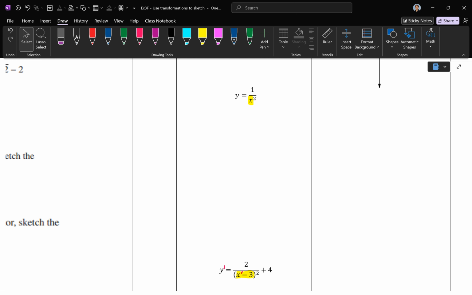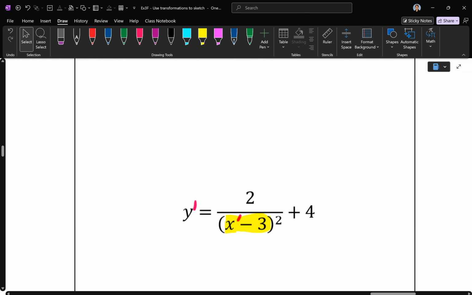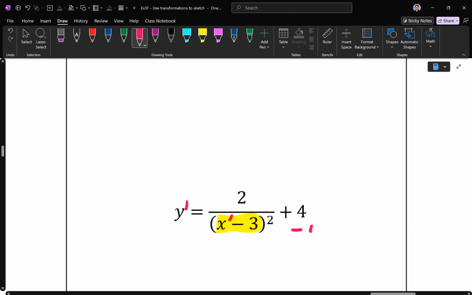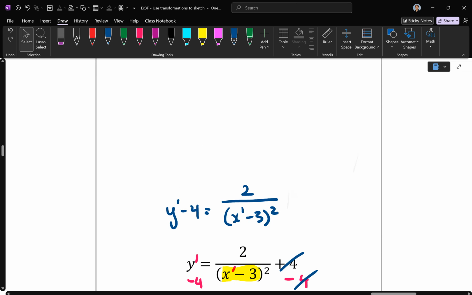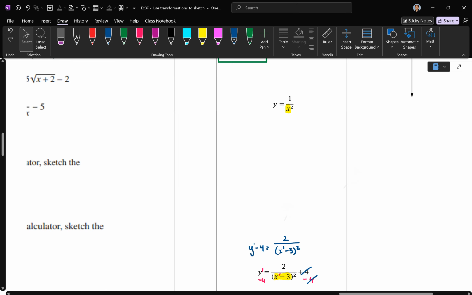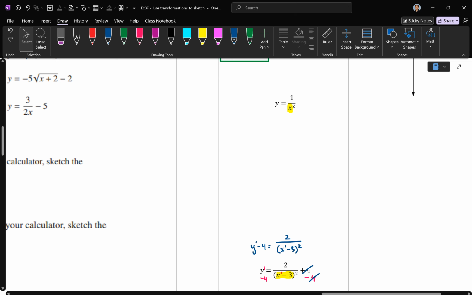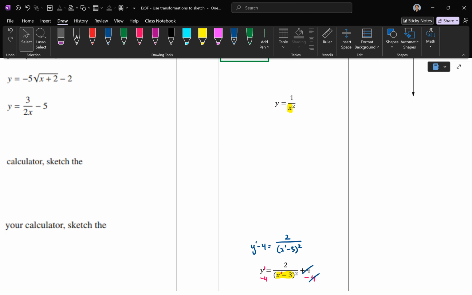So here we go. Let's go backwards. Starting from here, I'm going to undo that plus 4. So minus 4, minus 4. This gives me now y dash minus 4 is equal to 2 over x dash minus 3 squared. These cancel out. I'm almost similar. See, it's almost similar to the original function. I don't have anything here, and I don't have anything there. That's something squared, that's something squared. That's great. That's to do with the x's. And then you get rid of that 2. So that's a 1, that's a 2.